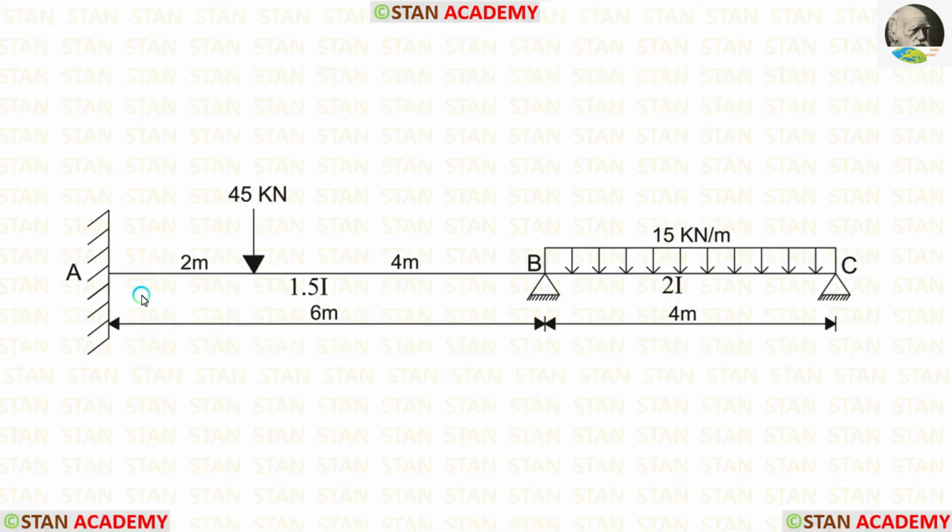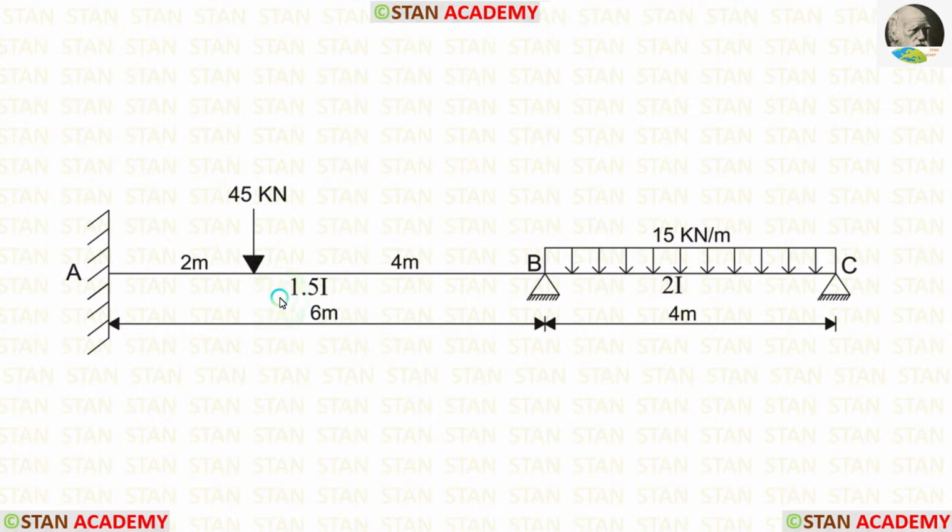In this beam, there are two spans, span AB and span BC. In the span AB, there is an eccentric point load 45 kN. It is acting at a distance of 2 meter from the point A. In the span BC, we have uniformly distributed load 15 kN per meter acting for the full span.